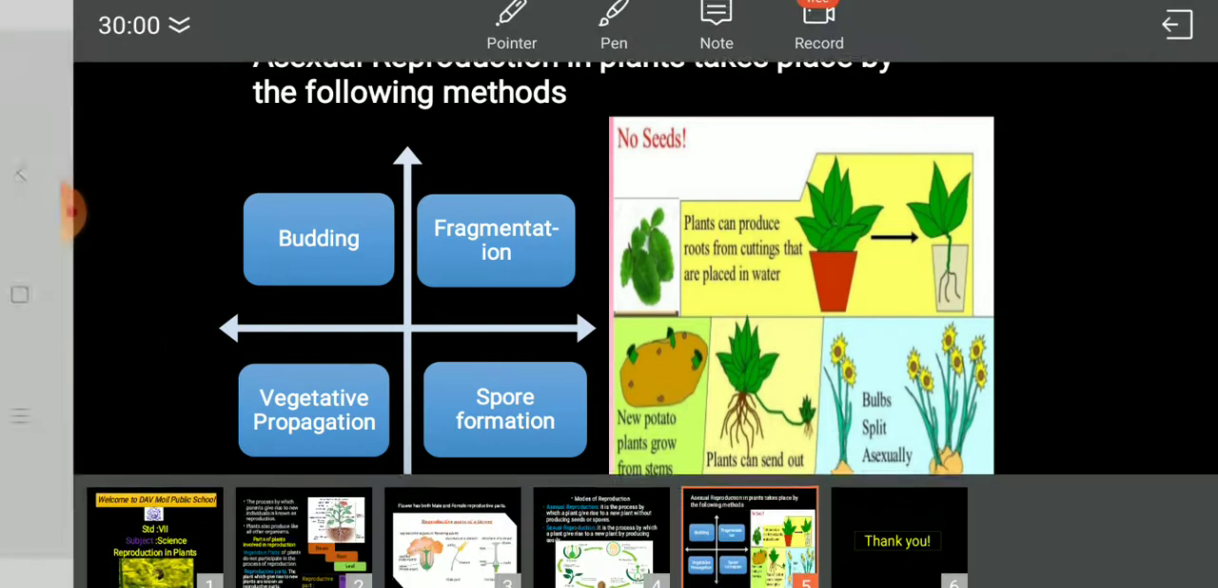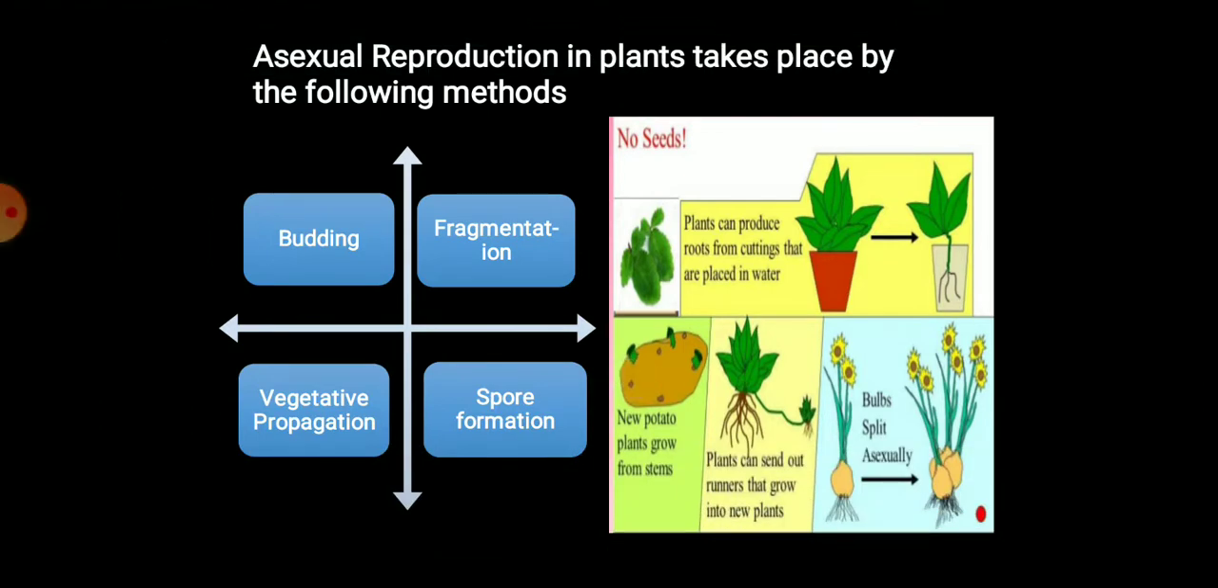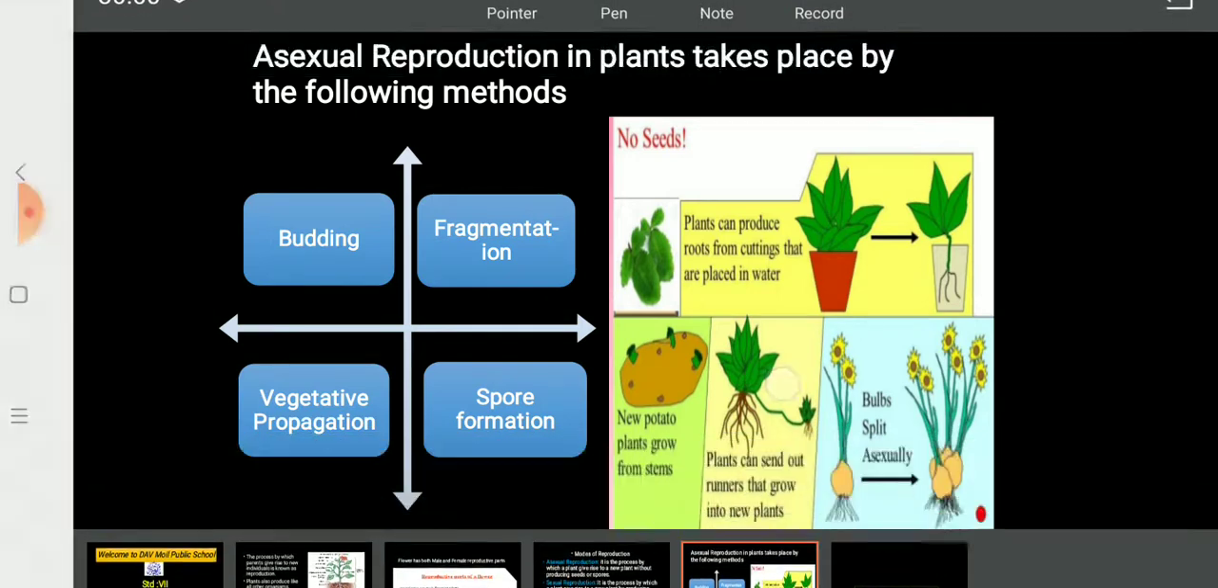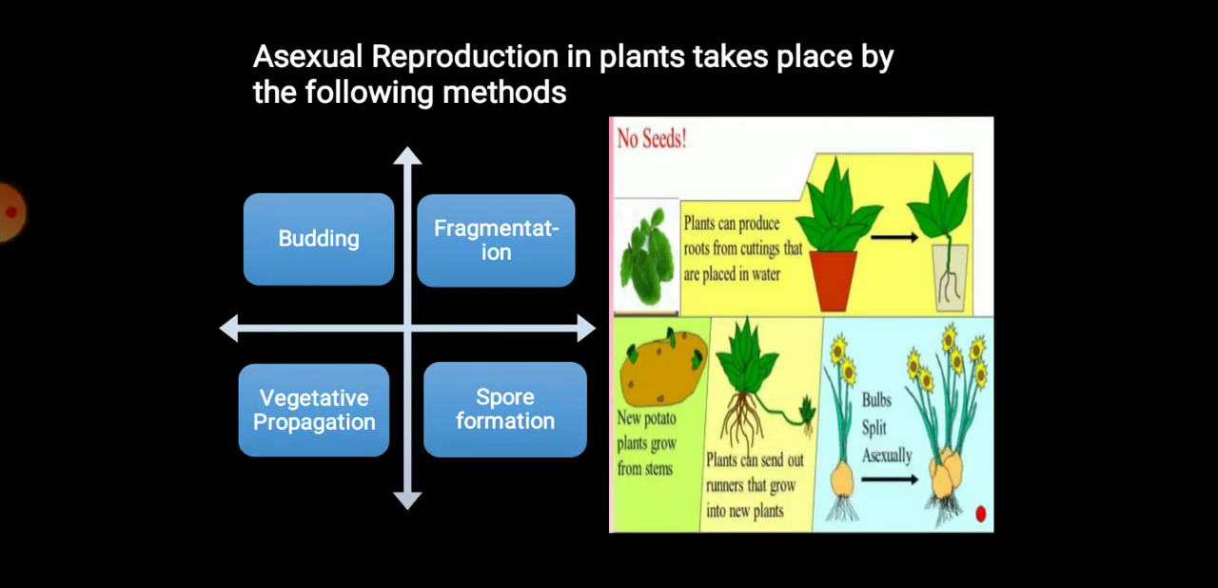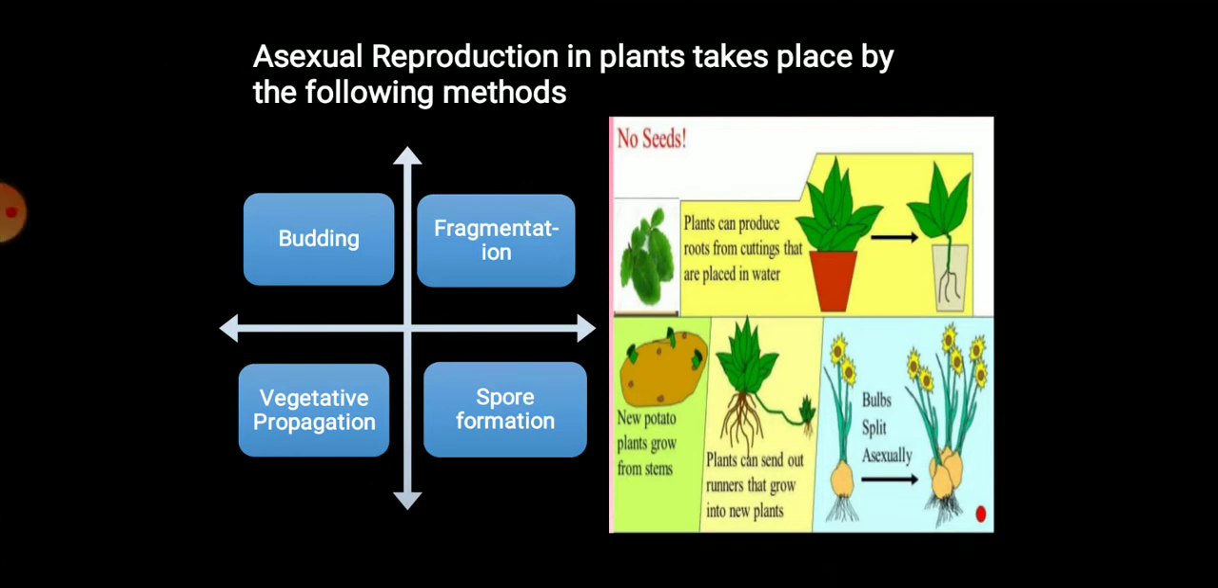Now another example, this is a potato. From a bud, a new potato plant can grow. This is a grafting method, which is an artificial method of reproduction. We will see this and spore formation in a more precise manner in the coming videos. So these are certain types of asexual reproduction. We will see budding, fragmentation, vegetative propagation, and spore formation in the coming videos.